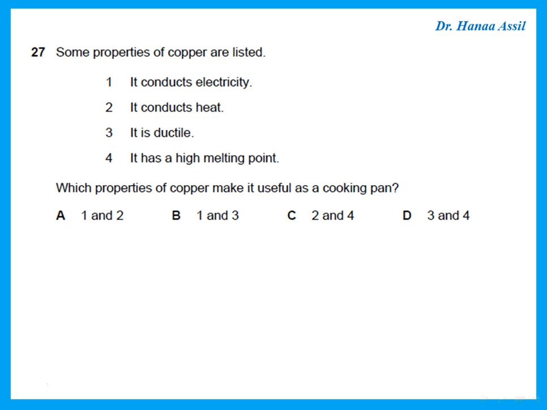Some properties of copper are listed. Which properties make it useful as a cooking pan? So which of these do I need to use it as a cooking pan? Of course, I don't need the fact that it conducts electricity, but I do need it conducts heat. It's ductile. Ductile means it can be pulled into wires. Well, I don't need that for a cooking pan. It has high melting point. Yes, I need it to have a high melting point, so it is 2 and 4.